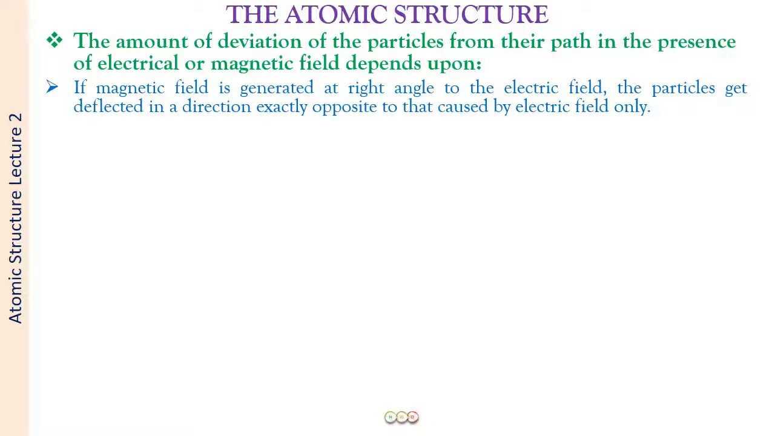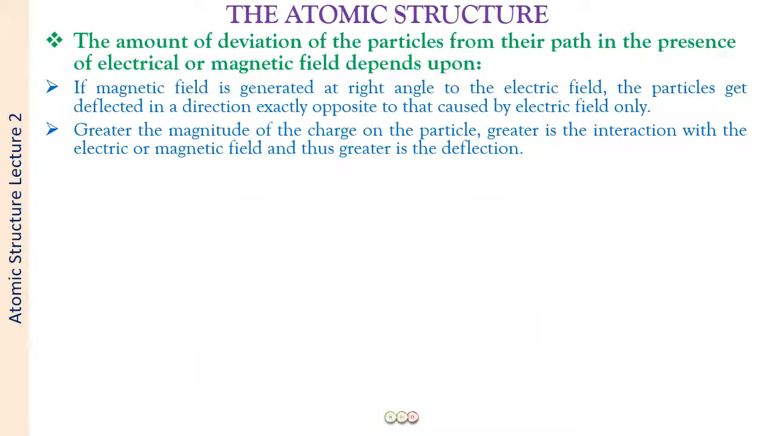And we saw this in the case of the electron also: we place the electric field and the magnetic field perpendicular to each other, and whatever was the bending in case of the electric field, the magnetic field bending was exactly opposite to that. And then if the magnitude of the charge of the particle is more, there is going to be more interaction with the electric or the magnetic field, and hence more deflection.